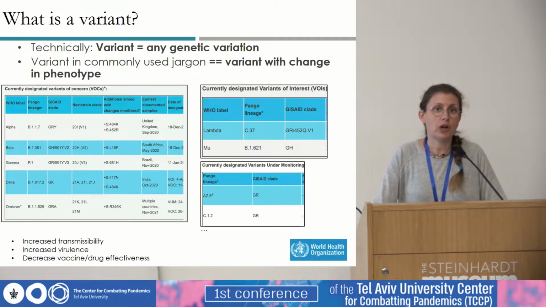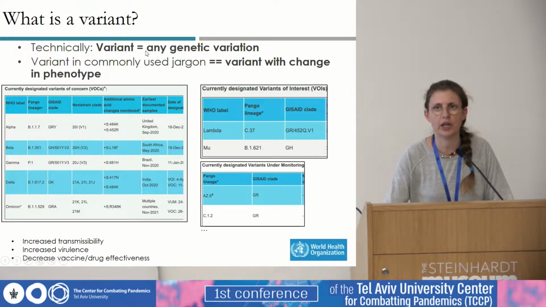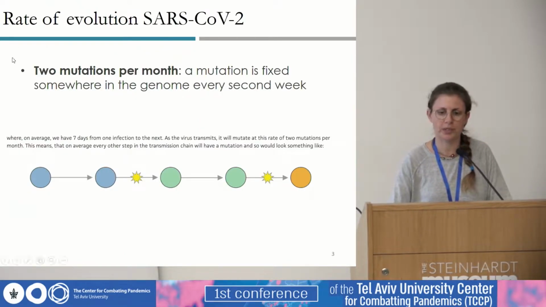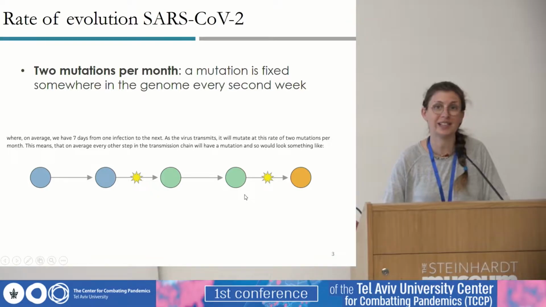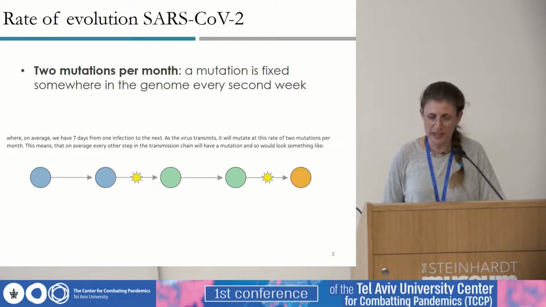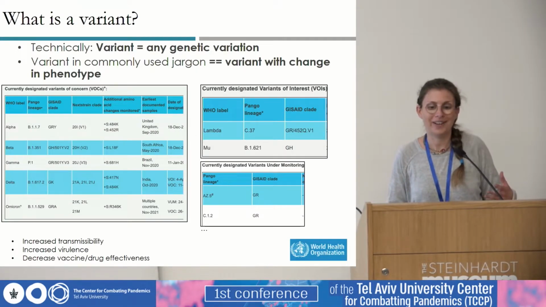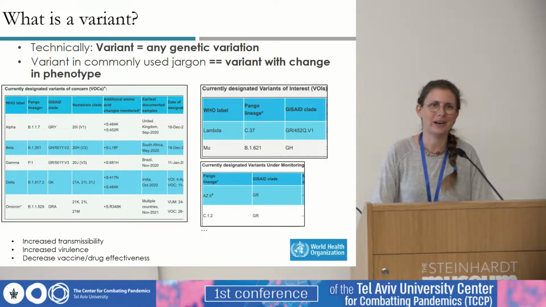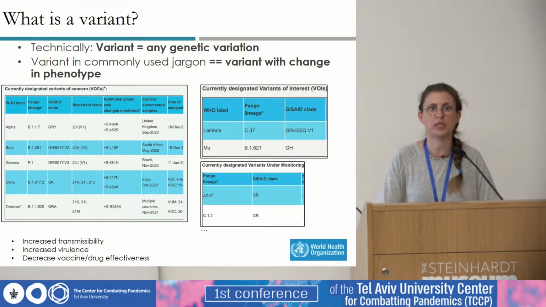And let's go on to talk about variants. Okay, so technically, a variant is actually any genetic variation. So any of these mutants that we see here, okay, in this illustration, is actually a variant. Okay, so that's technically speaking. But of course, in the way the media or the public speaks about a variant, we actually mean a variant that has some dramatic change in phenotype.